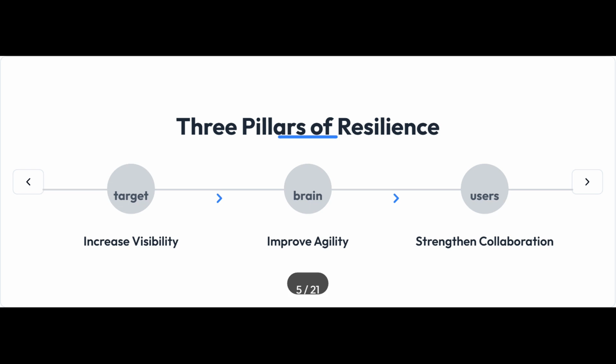Second, improve agility. Create flexible processes that let your team change direction quickly when a disruption happens. This means having backup plans and empowered teams. And third, strengthen collaboration. Build stronger, more transparent relationships with your key suppliers and internal teams. When a crisis hits, you need to work together.